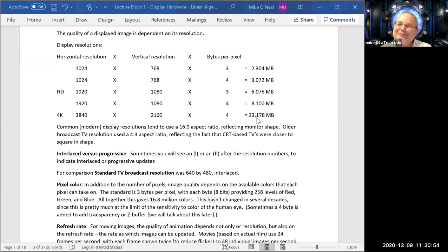And Ross is typing up that he's got 144 hertz on 1920. But yeah, okay. All right, guys. Calm down.